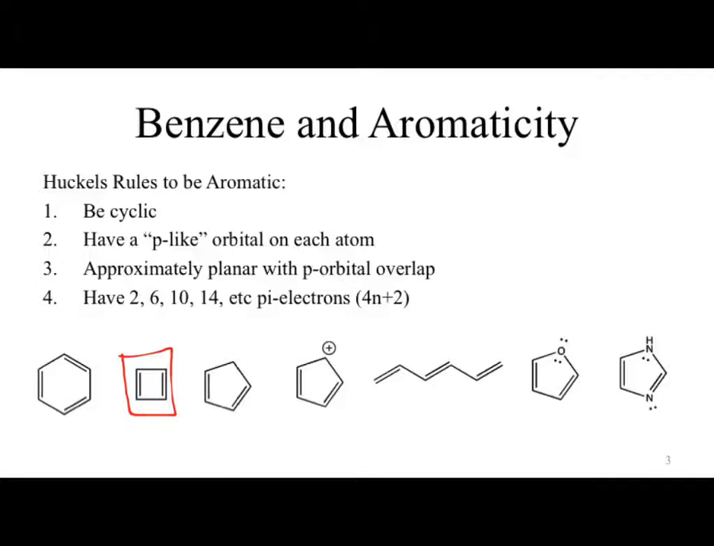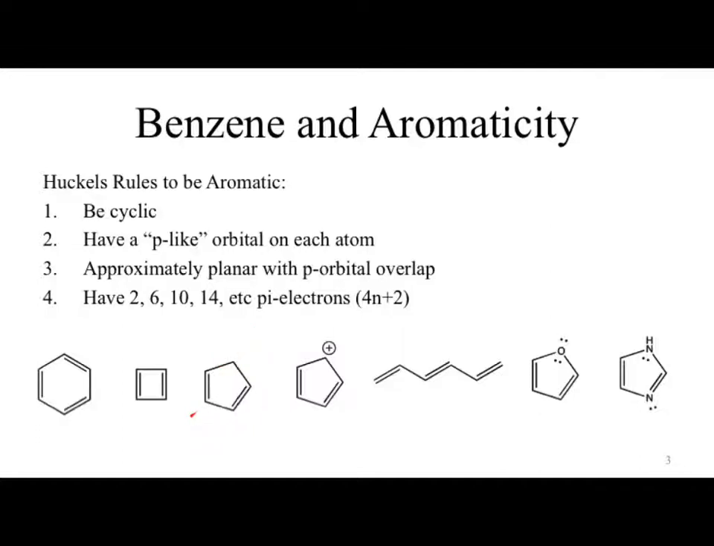Okay, does that make sense? What happens when we move to the next structure? Why is that one not aromatic? It's not a p-like orbital. We also have 4 pi electrons, but before we even get to that, what's the hybridization of that carbon? sp3. Do we have a p-like orbital there? No.